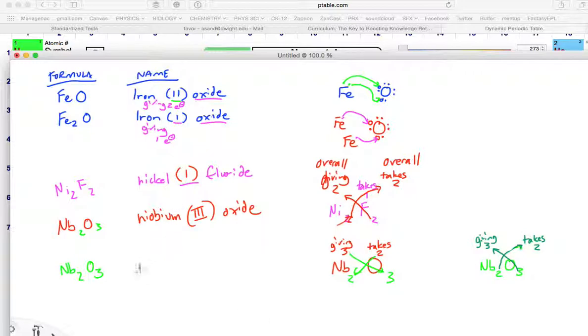So we can rewrite this as niobium, and since it's giving 3, we can do that from reverse crisscross applesauce, and we can write the oxide at the end. Okay, so that should be an easier way of thinking about this. Right. So the tricky part right here is because we didn't know how much, in this nickel 1 fluoride right here. It was a 2 and it was a 2. We didn't actually need to write takes 1 right here.